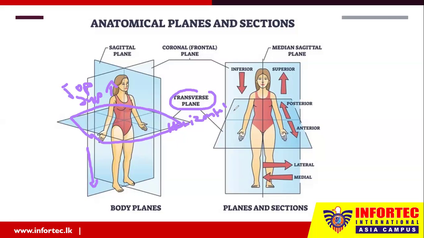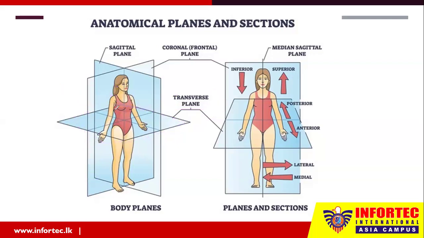Okay? Is it clear? So these are the major three anatomical planes, right? Sagittal plane, frontal plane, and transverse plane.